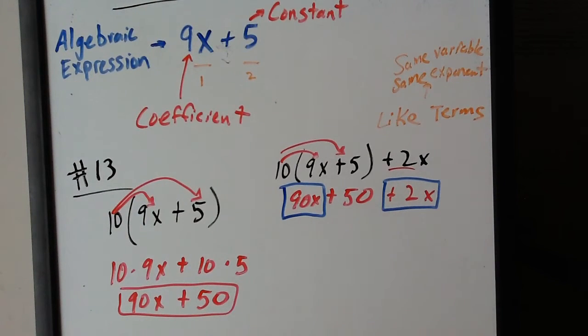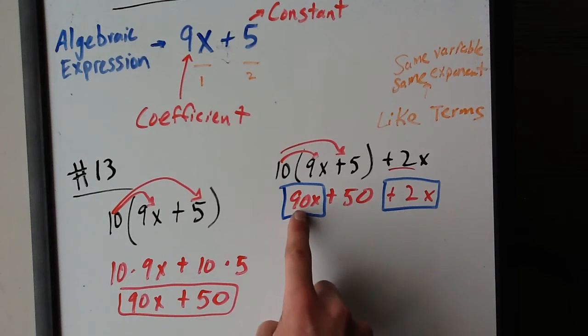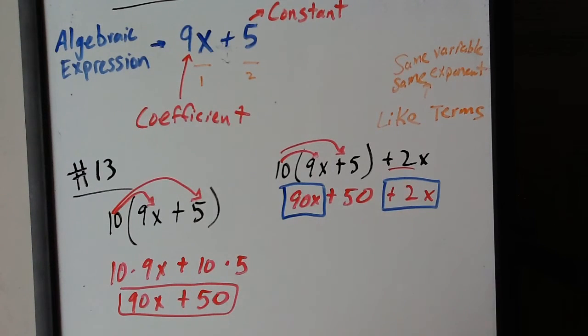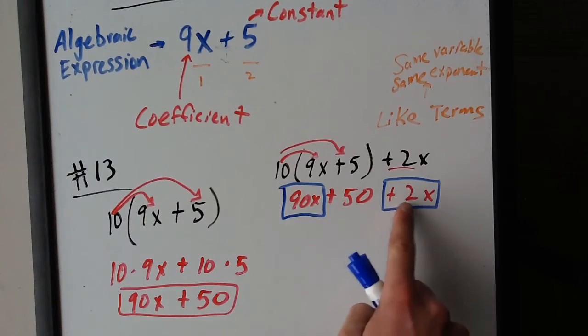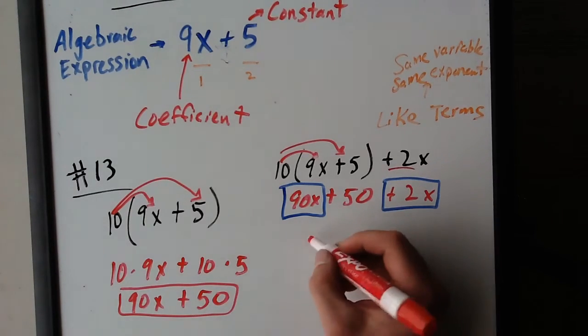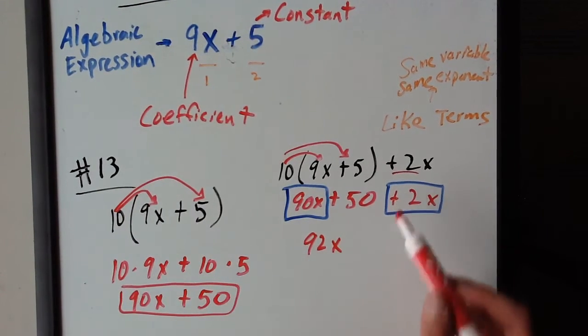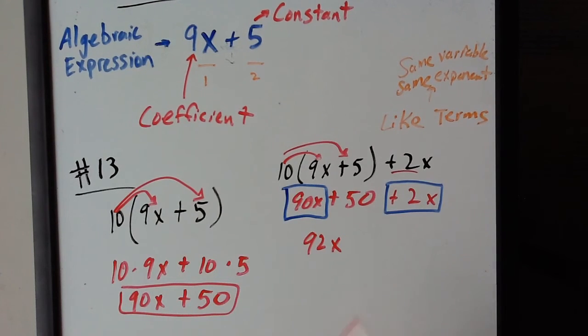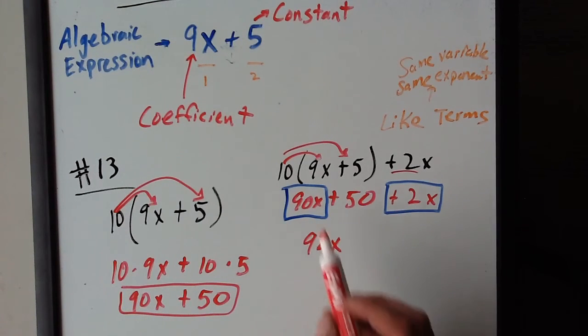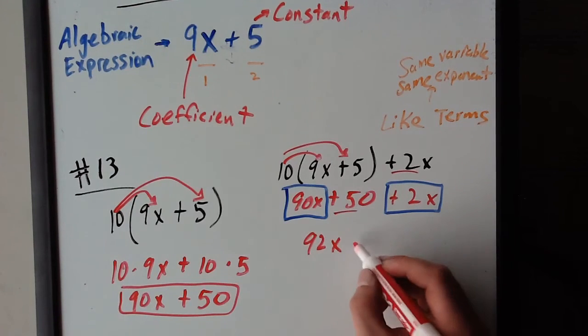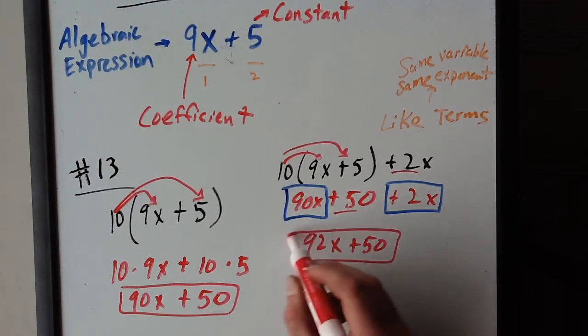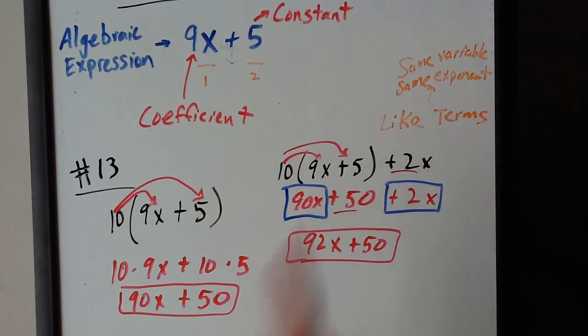90x, 2x. Now notice that the coefficients can be different. The coefficient here is 90. The coefficient there is 2. The only thing that needs to be the same is the variable and the exponent. So I'm going to combine these like terms. Combine means add. So I'm going to add 90x plus 2x. 90x plus 2x is 92x. Notice here when I put the shape around this, I included the sign. It's very important that you include the sign inside the shape. So 90x plus 2x is 92x, and then I add this term, 50. This would be the simplified expression if I had that expression.